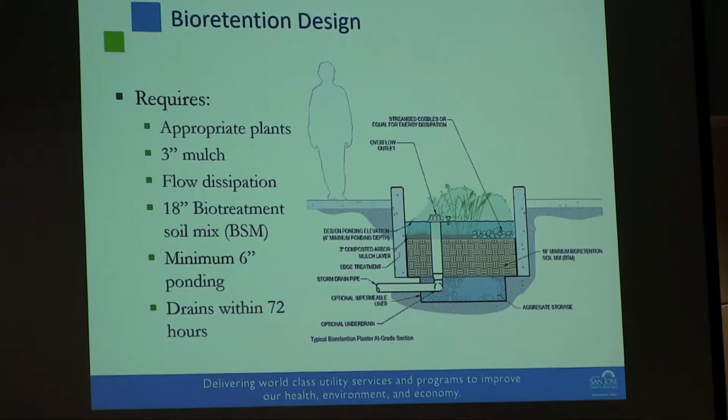The standard design is for them to have a minimum of 6 inches of ponding. So the water flows in there, it ponds based on the sizing calculation that's required in the design. And that's to ensure that it's slowing water, letting pollutants settle out before it infiltrates or goes through an underdrain and then out to the storm system.